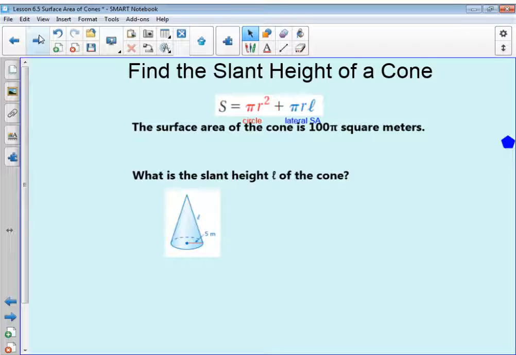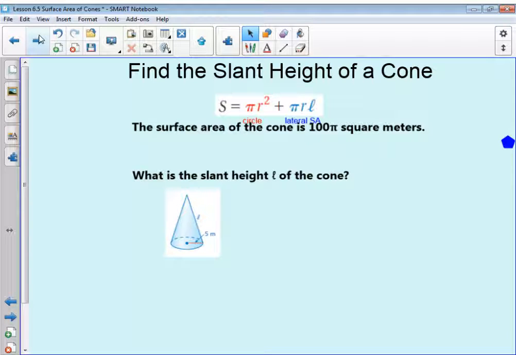Okay, today we're going to be still working with the same formula that we did when we found the surface area of a cone. It's just that now they're going to give us some information and ask us to find one of the other parts other than surface area. So the key thing is that you understand that we're going to plug information in and we're going to work to isolate whatever they're asking for. So the surface area of a cone is 100 times pi square meters. So that's what they're telling us.